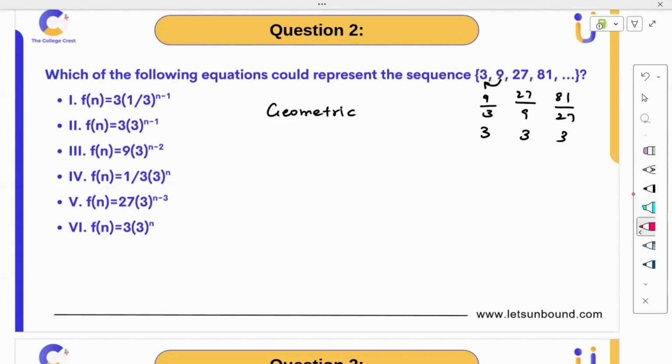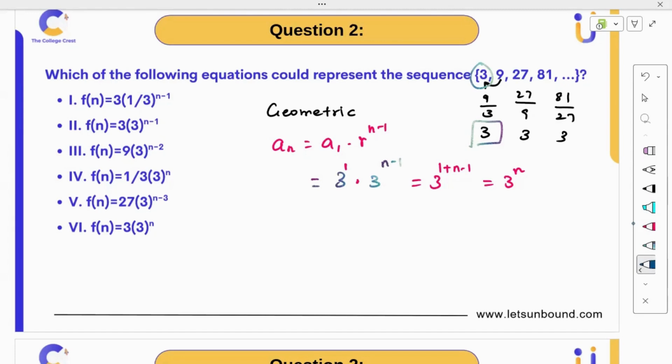Then what is the nth term formula for geometric? an is a1 into r power n minus 1. So what is your a1? First term is 3. So 3. r is also 3. 3 power n minus 1. So 3 power 1 into 3 power n minus 1 is 3 power 1 plus n minus 1, which is 3 power n. Right? So 3 power n is the final simplified form, but we need to pick everything over here.